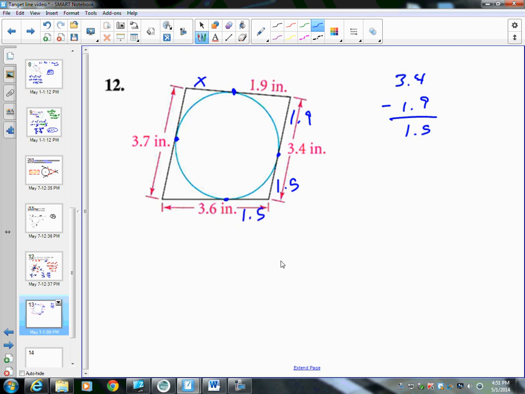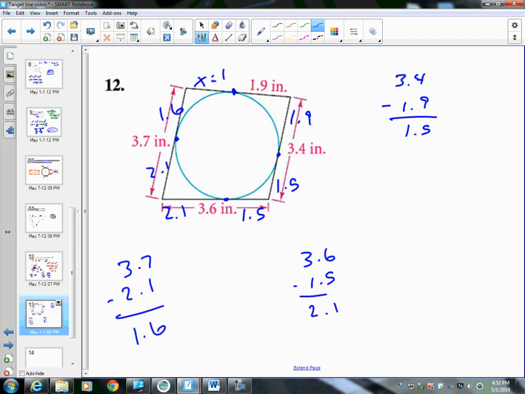So how do we find this one? Well, it's 3.6, this side, minus 1.5. And we end up getting 2.1. If this is 2.1, this one's 2.1. If this is 2.1, what is this section? Well, if this is 3.7, we say 3.7 minus 2.1, and we're left with 1.6. So if this is 1.6, what is x? 1.6. So then how would we find the perimeter?